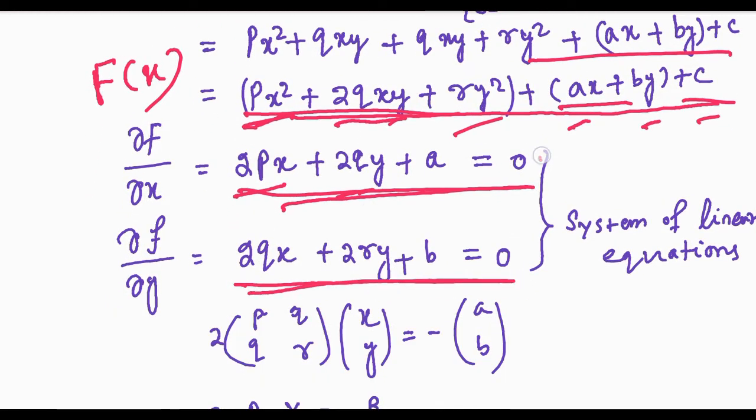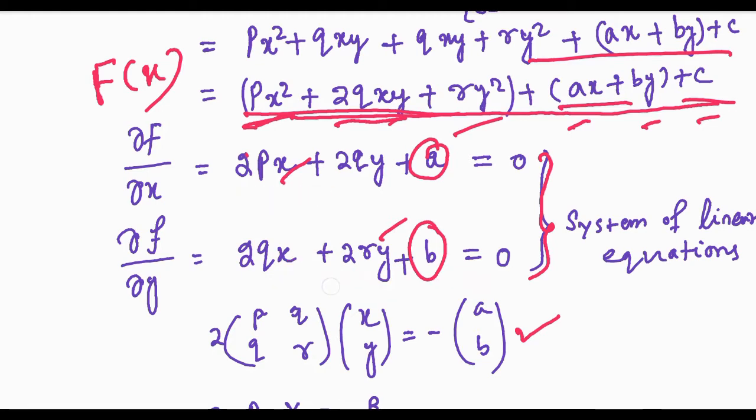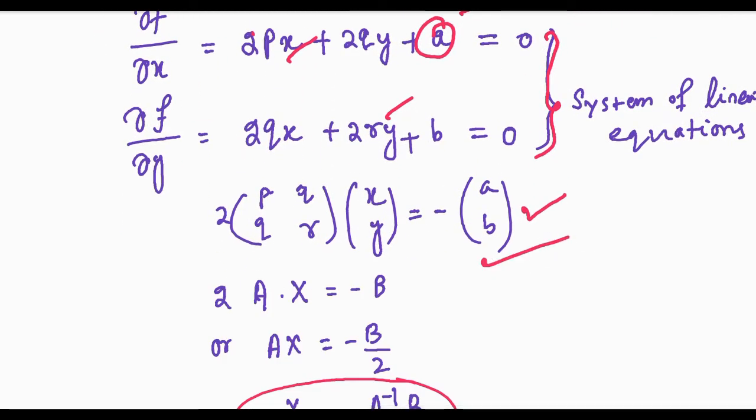So we will equate these to 0 and find x and y. When we equate this to 0 and convert it to matrix form, we can write it as 2 into [p q; q r]. Here 2 can be taken common from the first and second equations, and this a and this b will be taken to the right hand side and will be negative. Again x here is [x y]. So we can convert it to matrix form like this. Here this matrix is A, as we already took. So here 2Ax is equal to minus b.